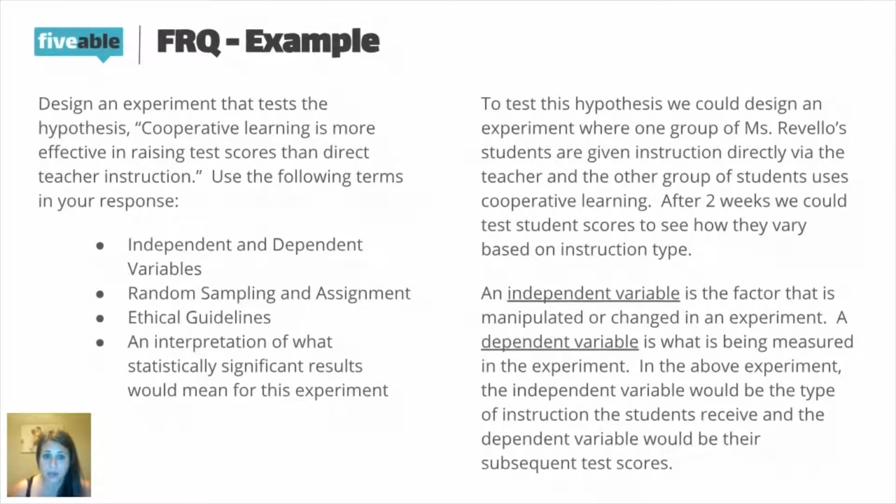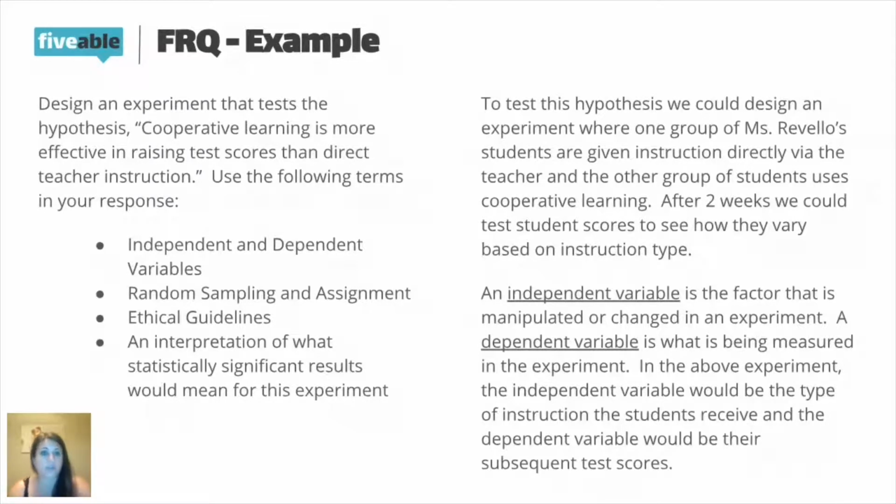That's the key here. And so in the above experiment, the independent variable is the type of instruction, because that's what some get and some don't. And then the dependent variable is the subsequent test scores. And that's really all you have to write there to get that point. You've identified, you know what the terms mean, and then you've identified in the example what those terms are. So it's pretty straightforward for that one.